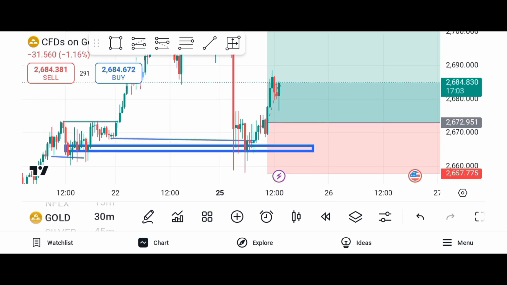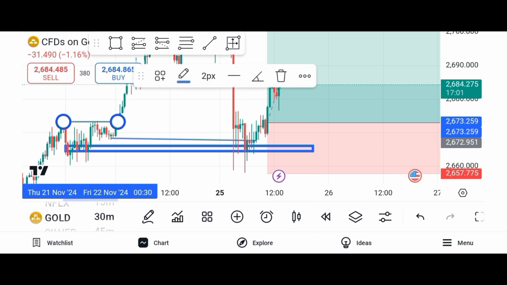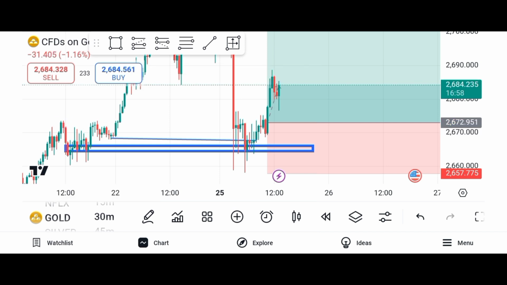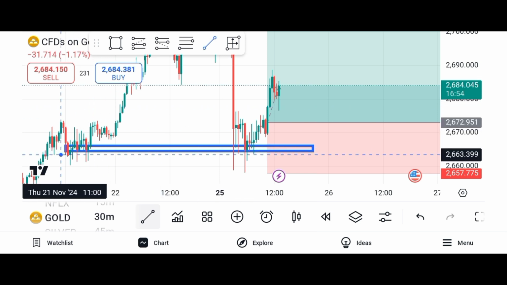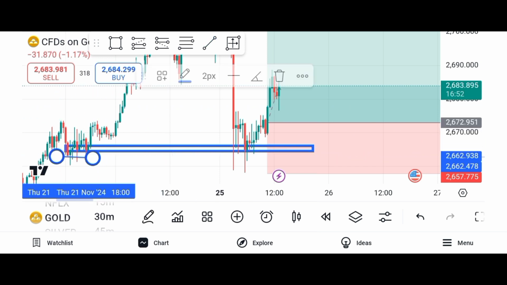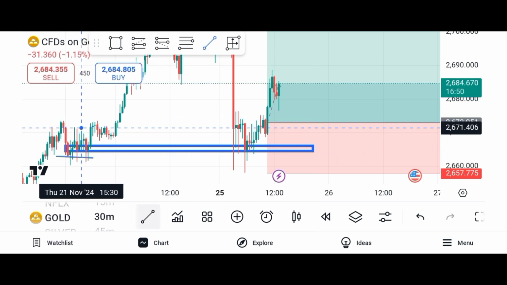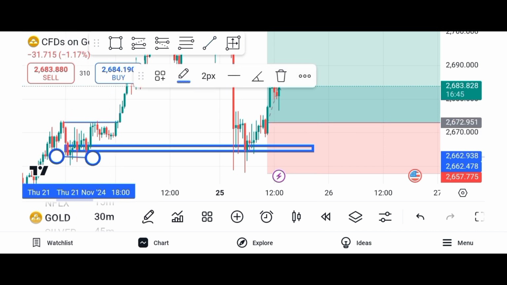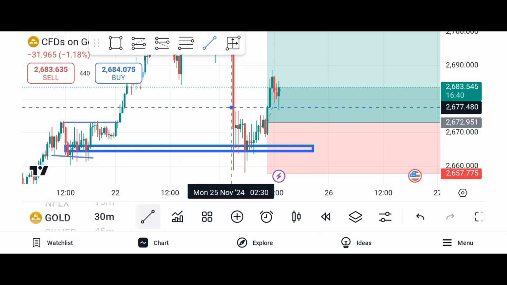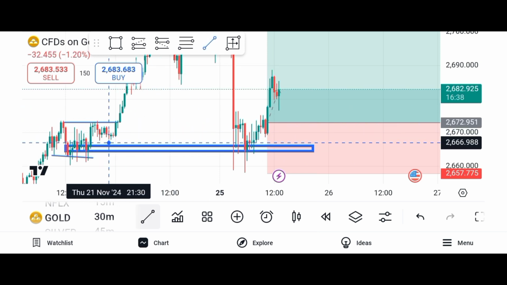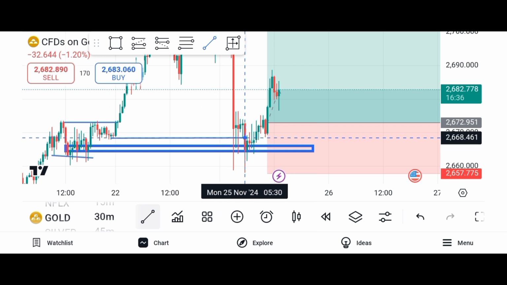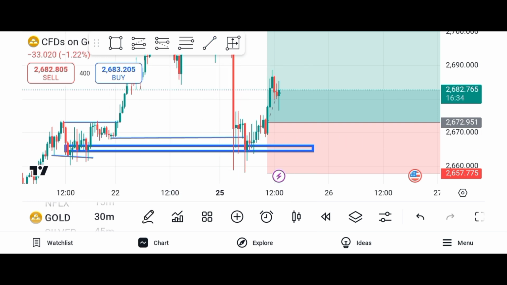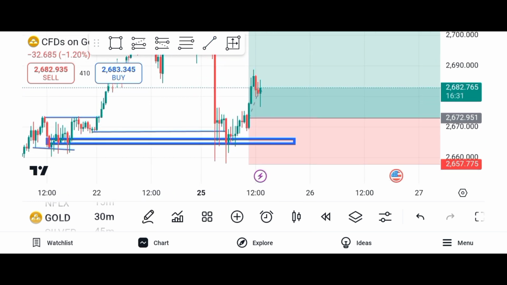So let's take all these drawings off. I basically believe you understand what I did at this point. After the break of structure here, there was a sweep. After the sweep of liquidity here, there was a break of structure. So the very first one is the sweep of liquidity, then break of structure, then you get the structural liquidity. The structural liquidity must be taken off before you make any decisions on the chart.